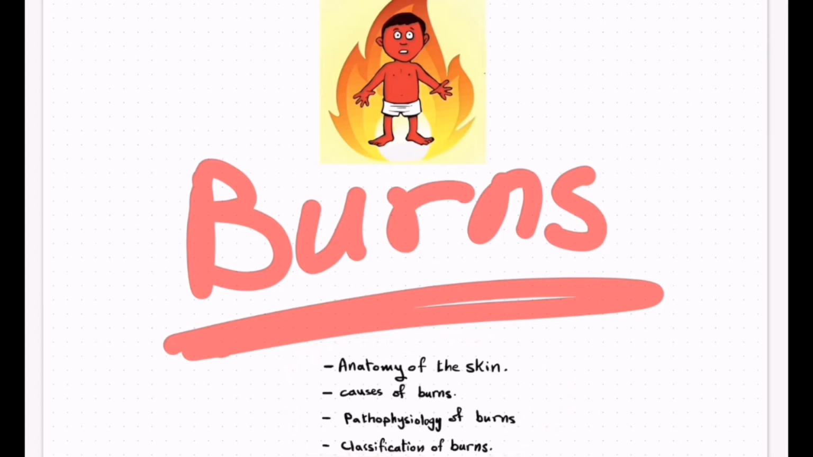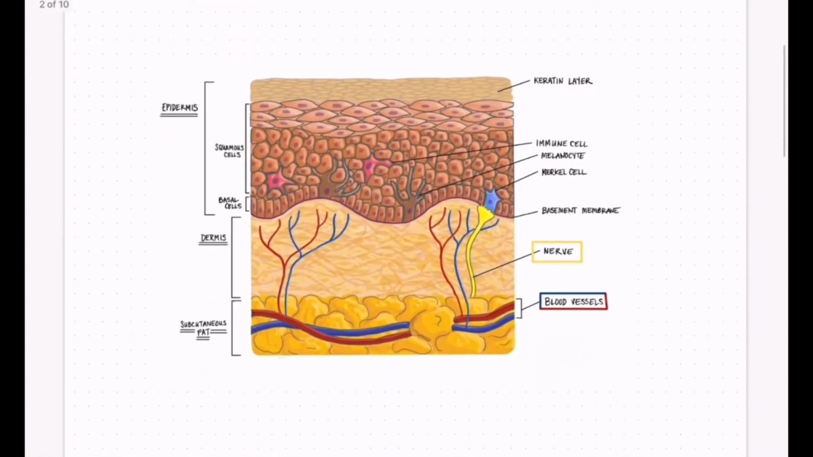So let's begin by recapping the normal skin anatomy. Here's a section of our skin. We have three layers of the skin, obviously. The epidermis on the very top, the dermis, which is further divided into two layers, the papillary layer and the reticular layer, and then comes the subcutaneous or the hypodermis layer.